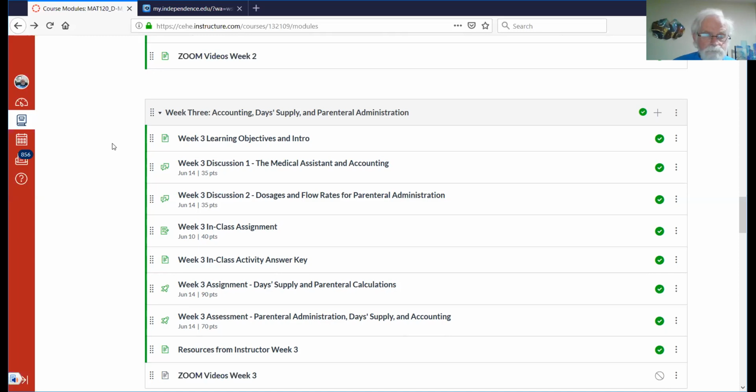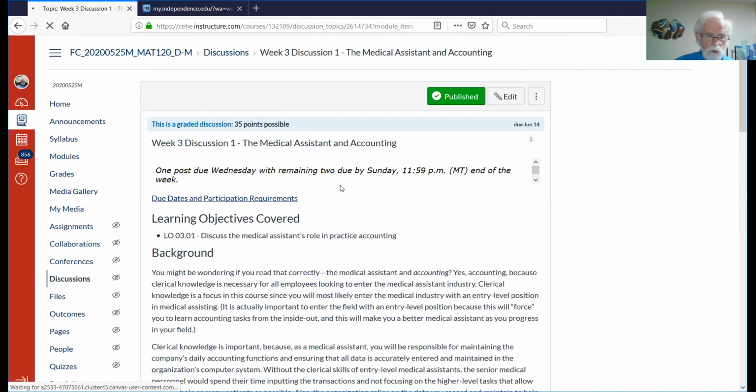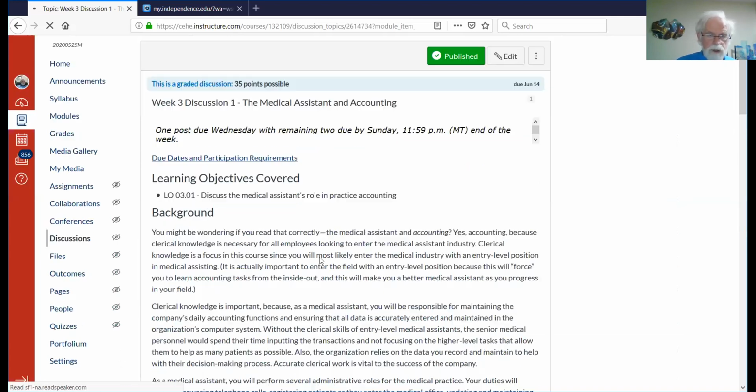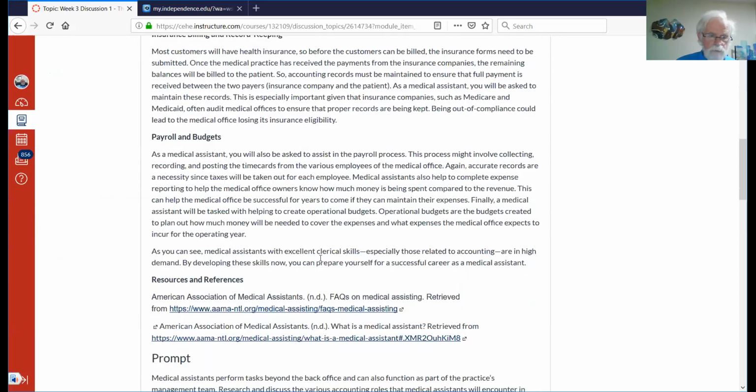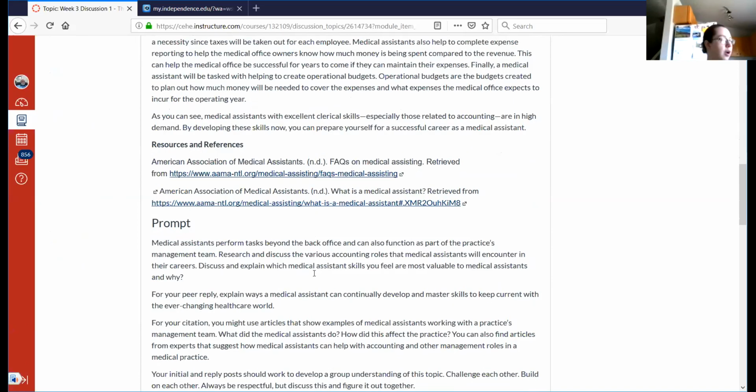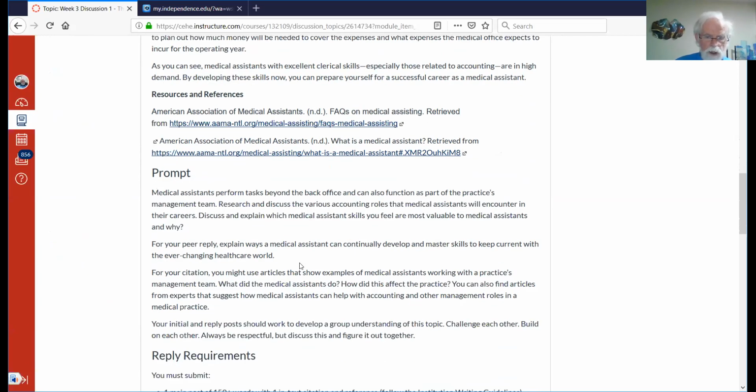So anyway, let's look at what's going on this week, and I'll quickly go through the discussion. The first discussion of the week is about accounting. And this really is understanding what those roles are going to be. So you're going to do a little bit of research on this, and it's worth doing because it will be expected that you have some idea.